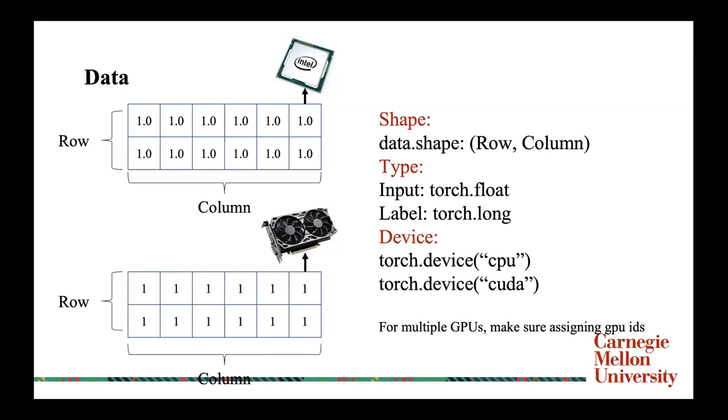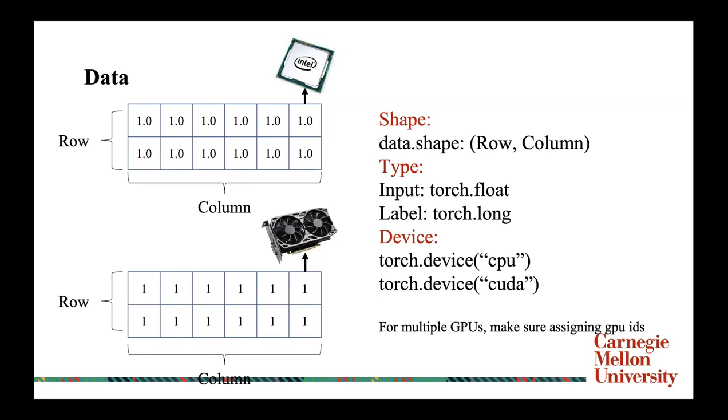Make sure you check the data shape before you send it to the model. Moreover, for the data type of a tensor, most of the time the input of a neural network should be a float tensor, and the label provided to compute the loss should be a long tensor. This is what happened in your homework 1 part 2. So make sure you check the data type and shape before you train a neural network.